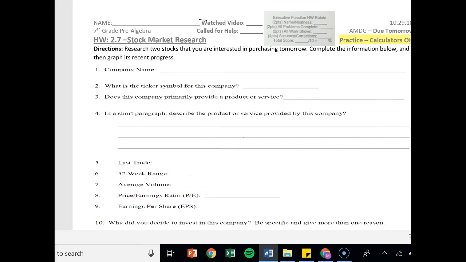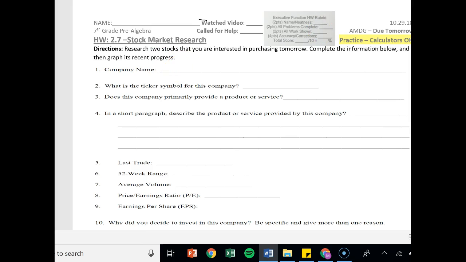Welcome to Homework 2.7, Stock Market Research. This is due tomorrow. It's practice, and you may use calculators, although you probably won't need them. So basically, the directions say research 2 stocks that you're interested in purchasing tomorrow. That's going to be through our program. And complete the information below, and then graph its recent progress.